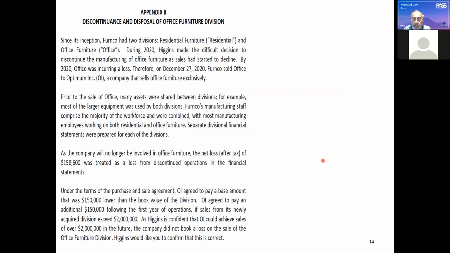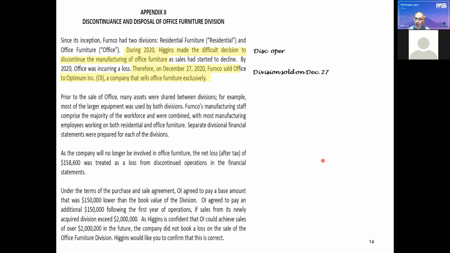Most of the case facts you needed were in Appendix 2. We're told that during 2020, Higgins made the difficult decision to discontinue the manufacturing of office furniture. So that was a good clue that this could potentially be a discontinued operation. Therefore, on December 27, 2020, they sold office to Optimum, a company that sells furniture exclusively. So a good clue that I'm dealing with a discontinued operation is the fact that they discontinued the division by basically selling it. They're no longer going to have an office furniture division.